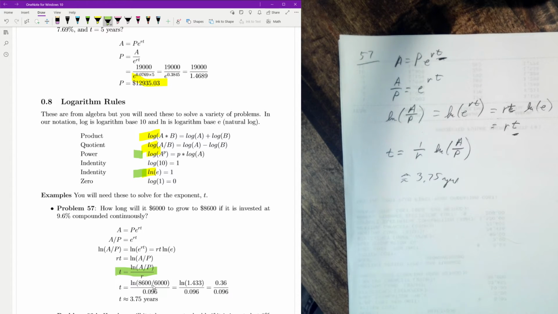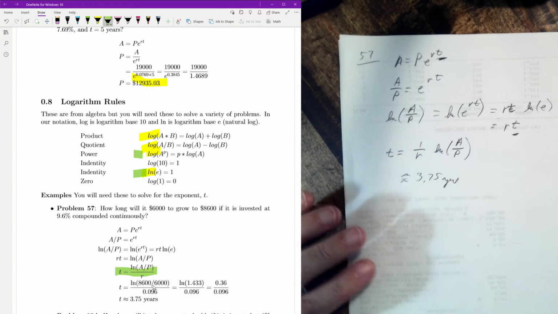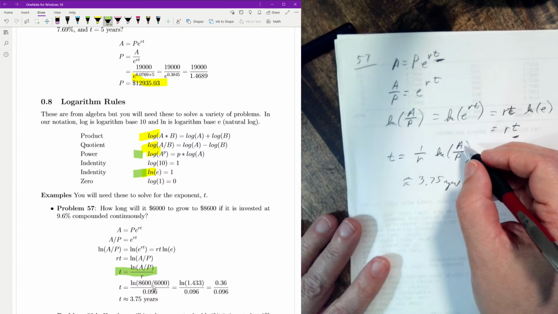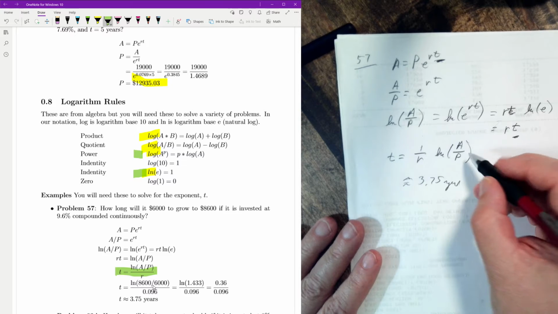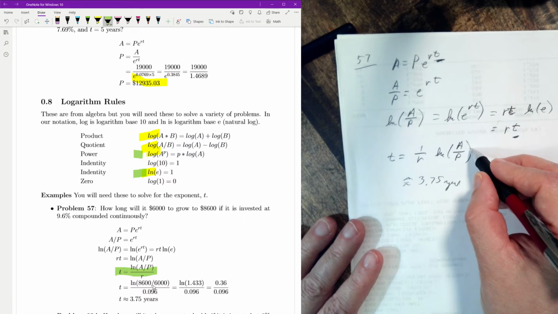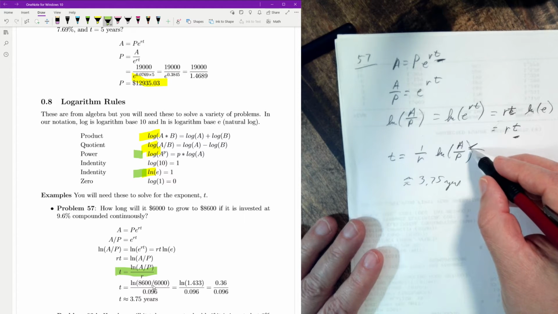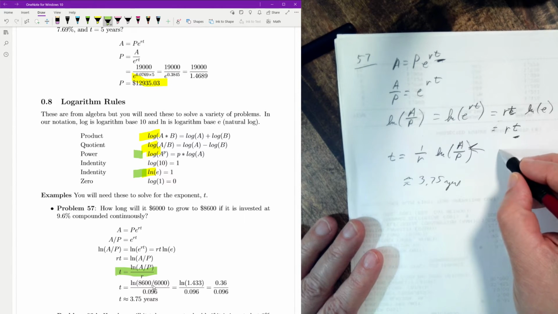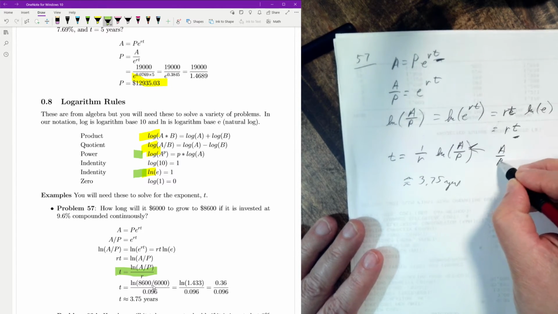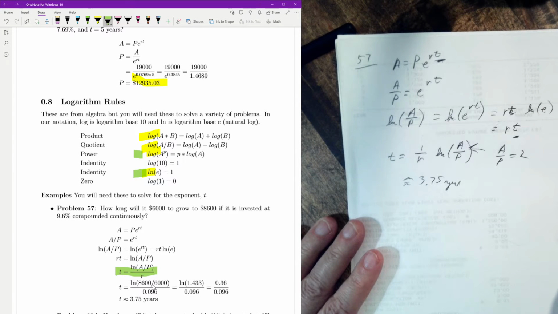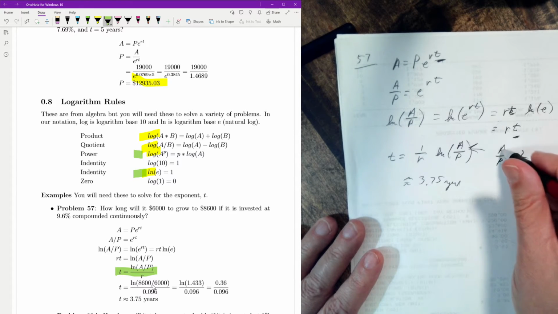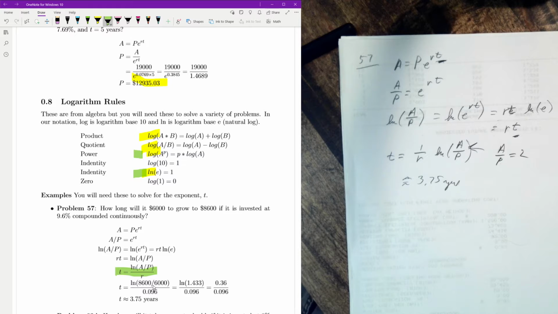Now, one of the tricks with this, and we'll see it a little bit in the next problem, is if we want to say how long does it take for this money to double or triple, we just create a ratio here, right at this point right here. So if we want to say how long does it take for money to double, it would be A over P is equal to 2. That means we doubled our money. And we're going to use that trick in the next problem, number 62A.